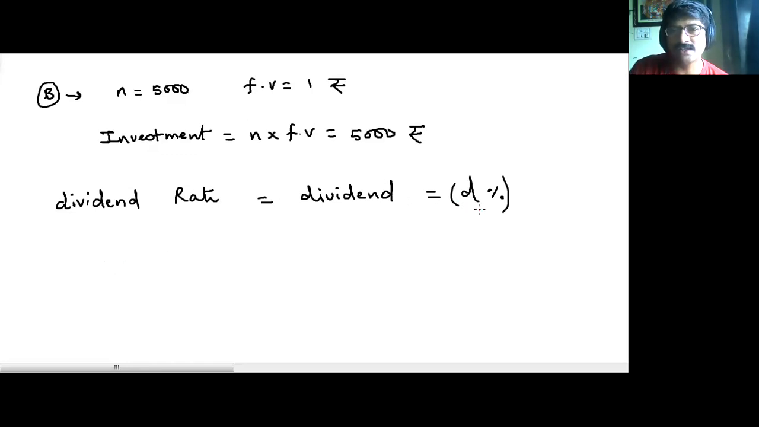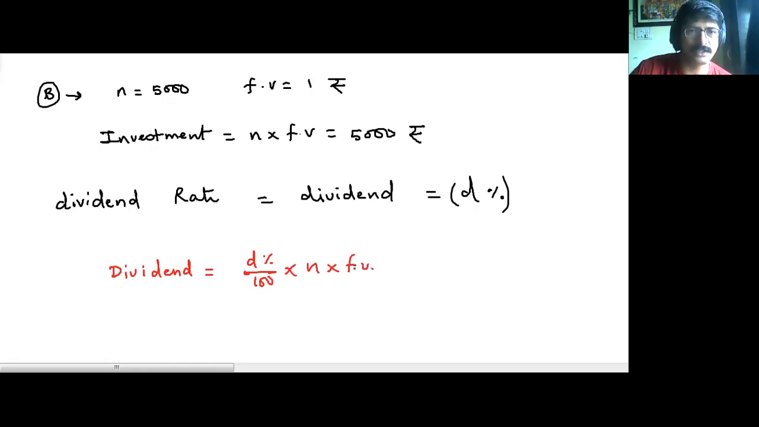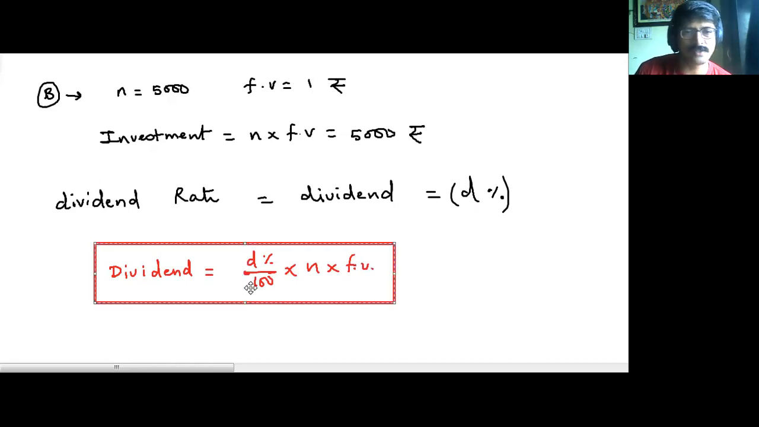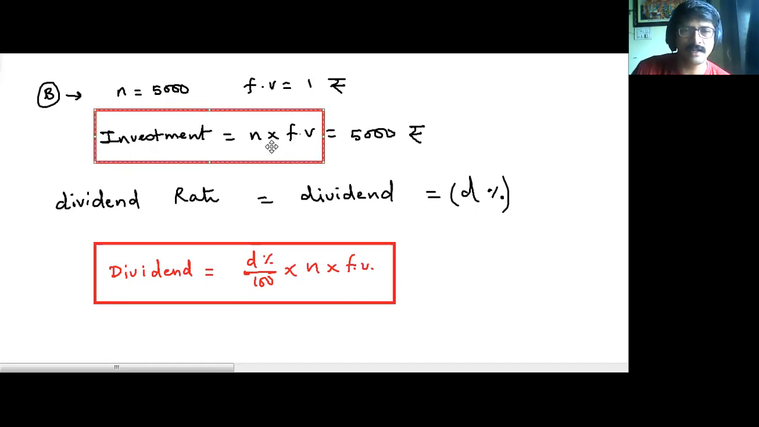So what is this dividend percent? Dividend percent is the extra money they give you on the face value. So how to calculate the dividend? The formula for dividend is our first formula: Dividend is equal to D% upon 100 into n into FV. Please write it down. And we've also learned that investment is equal to n into FV. But there are more formulas for the number of shares and for the investment. So for the time being, we are naming this the first formula: Dividend is equal to D% upon 100 into n into FV.